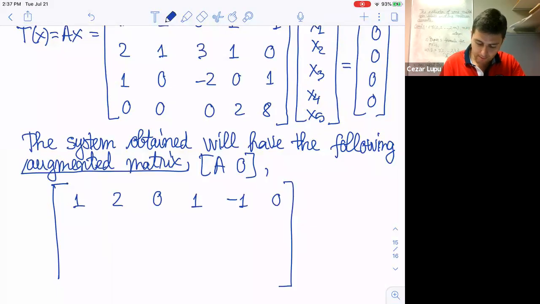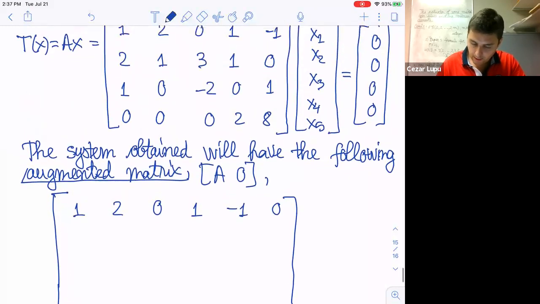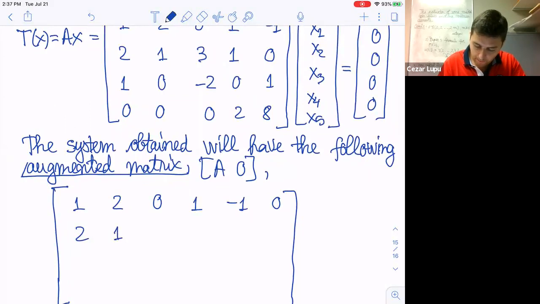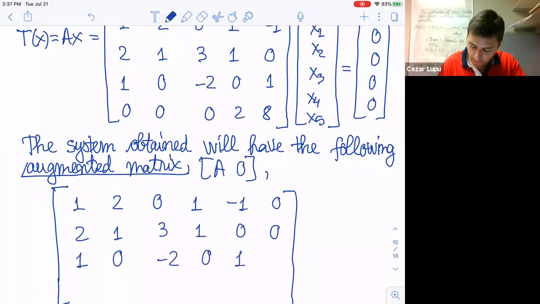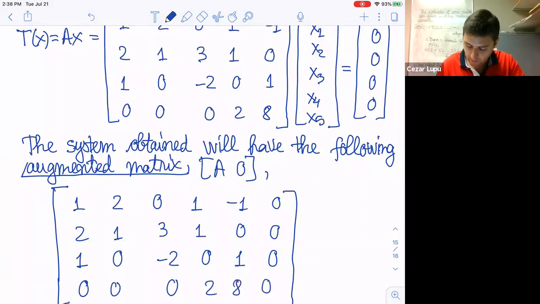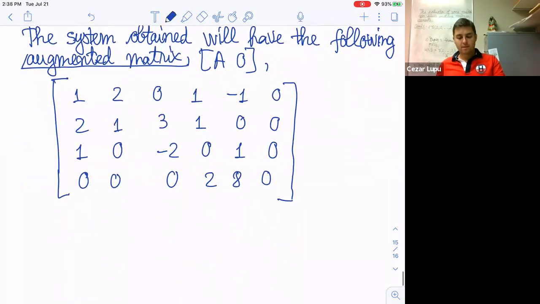And that's going to be a big one. Anyway, the second one will be 2, 1, 3, 1, 0, 0, then 1, 0, negative 2, 0, 1, 0. And the last one will be 0, 0, 0, 2, 8, 0. So this is the augmented matrix. Look at it. What a beauty.